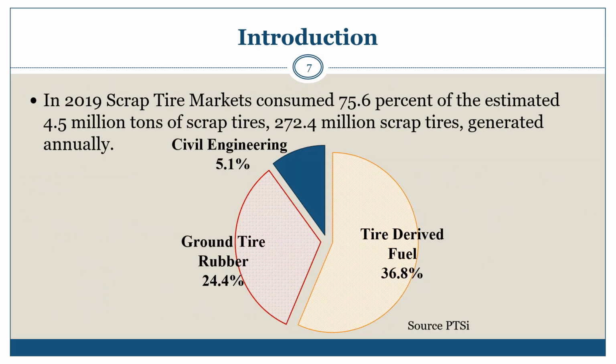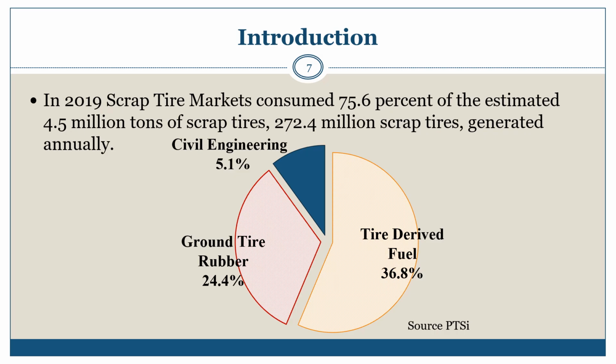In 2019, scrap tire markets consumed 75.6% of the estimated 4.5 million tons of scrap tires, 272 million scrap tires generated annually. The 3 largest scrap tire markets reported by the U.S. Tire Manufacturers Association were tire-derived fuel, which accounts for 36.8%, consisting of cement kiln, pulp and paper, and industrial boiler applications. This was a 5.2% decrease from what the USTMA reported in 2017.